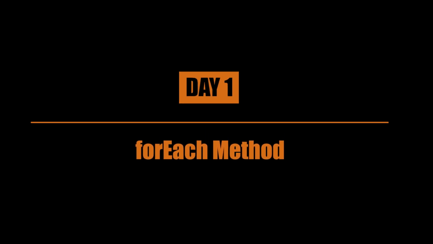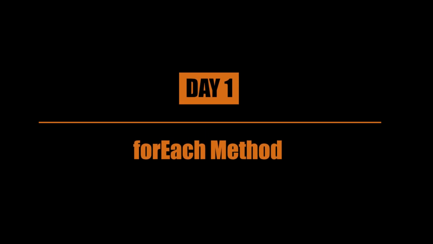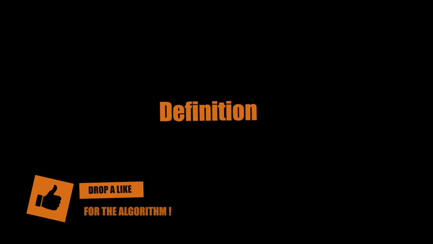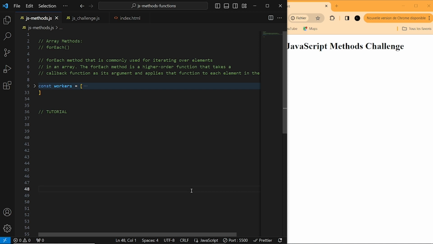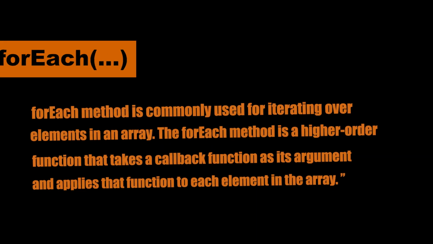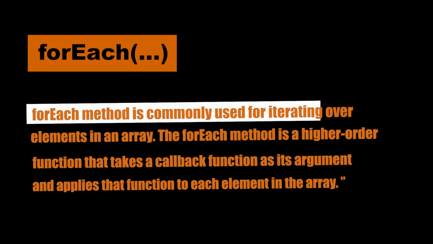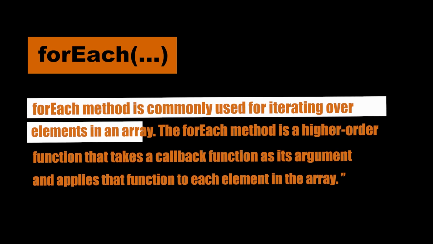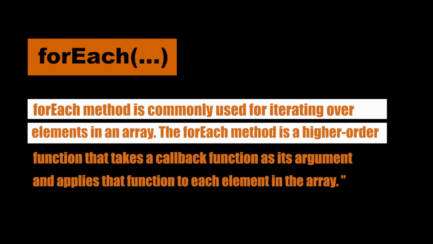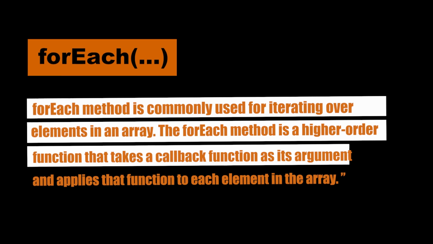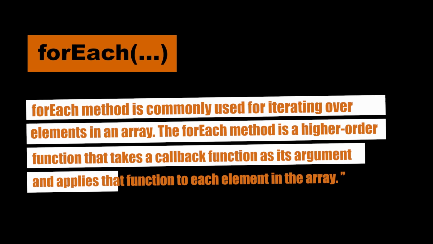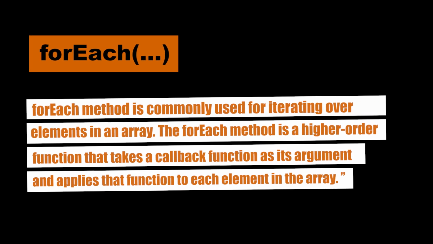Today, we are going to be looking at the forEach method, and before we actually start coding, I'd really like to give you the definition of the method that we are going to do today. Understanding the definition is going to help us a lot, so guys, take your time to digest it. So basically, the forEach method is commonly used for iterating over elements in an array. The forEach method is a higher order function that takes a callback function as an argument and applies that function to each element in the array.